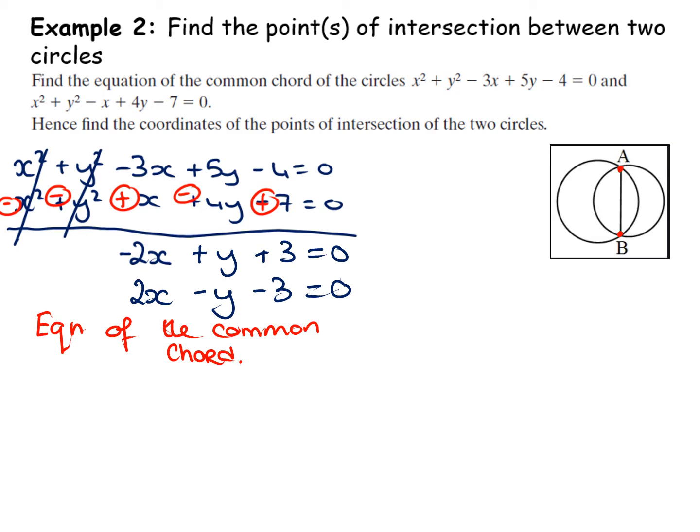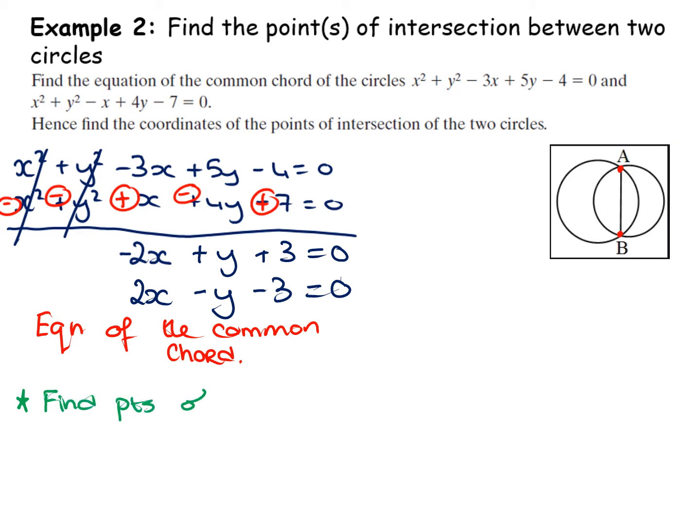A lot of students go into the exam and they will try to do elimination to get the points of intersection, but that won't give you the points of intersection, that gives you the equation of the chord. However, it's a very, very important first step to get the points of intersection, because now what we're going to do, we're going to take the equation of the chord and the equation of one circle.